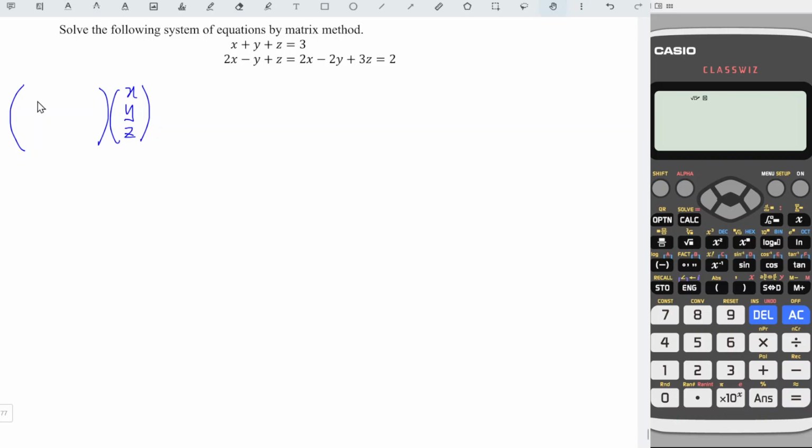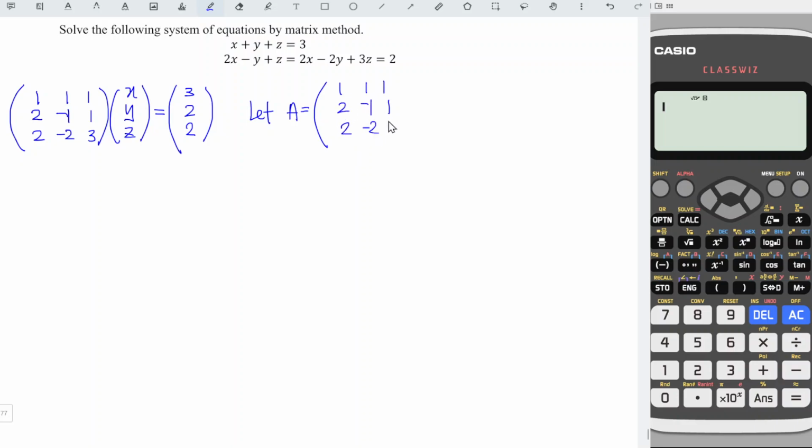Now we should copy the corresponding coefficient. For the first equation, we have 1, 1, 1. If, let's say, we apply some product, we should obtain the constant 3. And for the second equation, we have coefficients 2, minus 1, 1. Constant 2. The last equation: 2, minus 2, 3. Constant also 2. We can let A be the coefficient matrix, which means that we have 1, 1, 1, 2, minus 1, 1, 2, minus 2, 3.